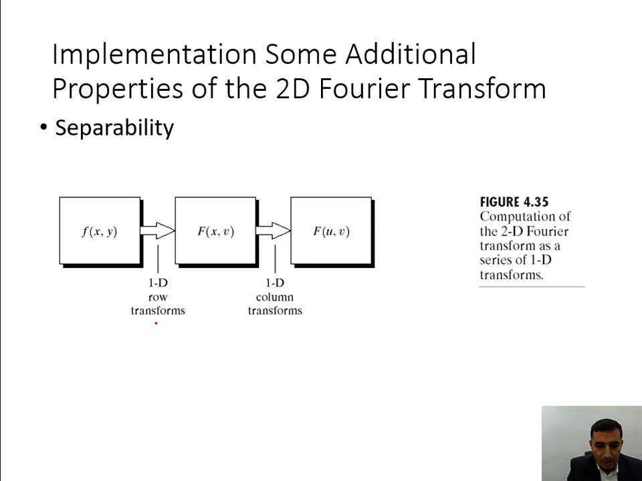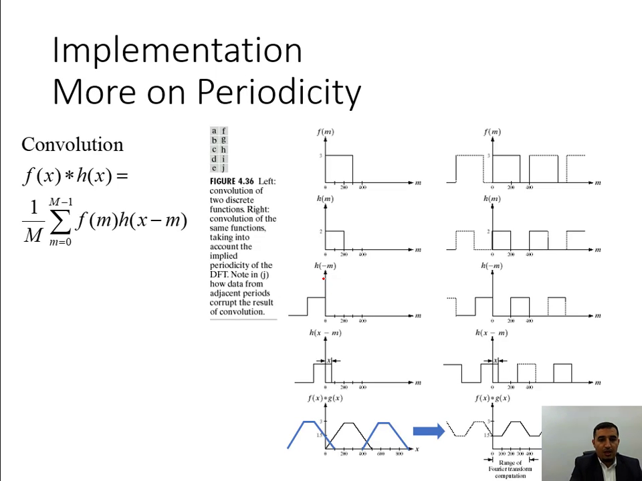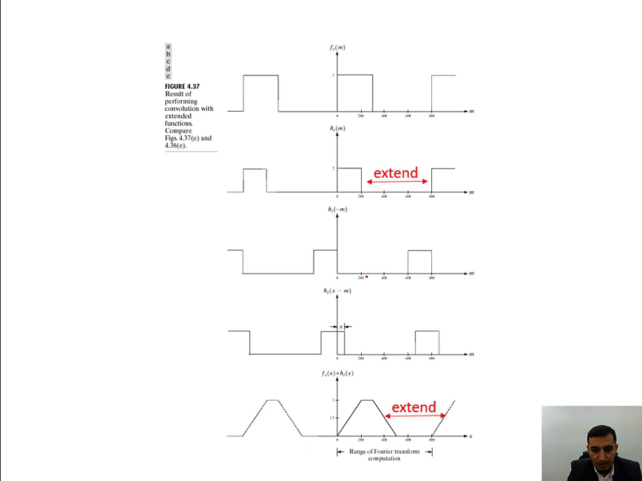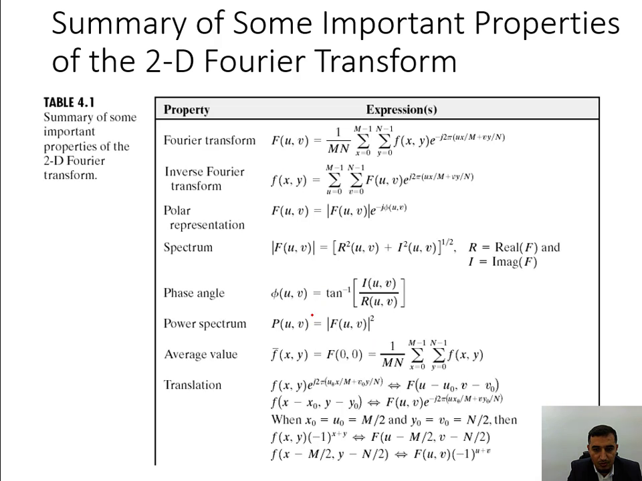So here we have the image. Then we do the one-dimensional row transform, we get F of x, v. Then we do the one-dimensional column transform, and we get F of u, v. So f of x, y, then F of x, v, then F of u, v at the end. So here is the convolution once more, how we apply it to the image, and what is the output of that image. How do we extend the images, as you see over here from the reference book.